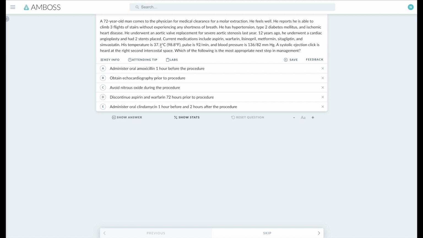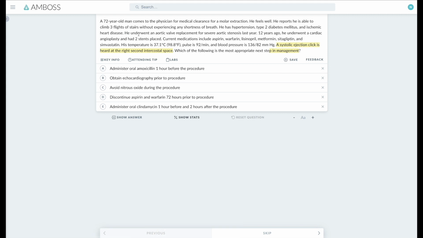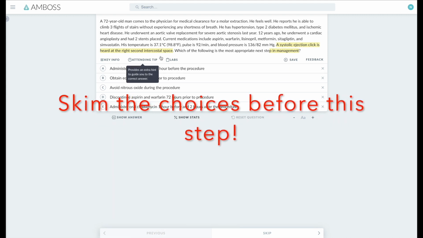All right, his temperature is 37, pulse 92, blood pressure is okay. So I'm ignoring this. Systolic ejection click is heard at the right second intercostal space. Which of the following is the most appropriate next step in management? Right now, I have something in my head that is asking about treatment or investigation, because it's management. And I also know that there is something wrong with the aortic valve because of this. And then I start reading from the beginning because the last two sentences didn't give me much information.